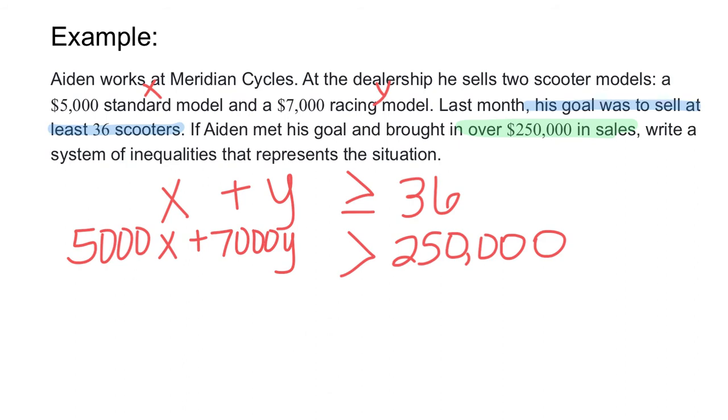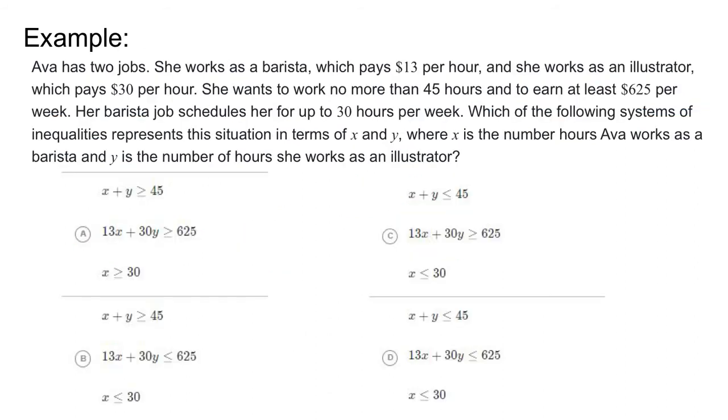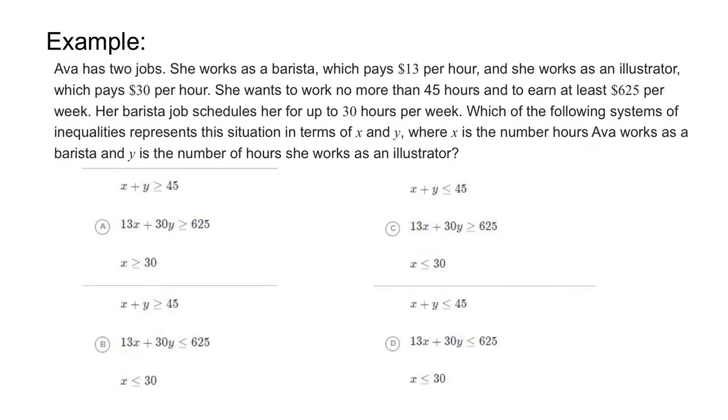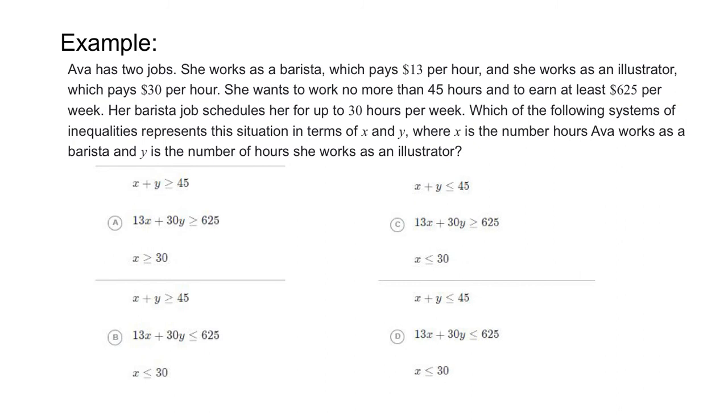All right, let's look at another one. Ava has 2 jobs. She works as a barista, which pays $13 an hour, and she works as an illustrator, which pays $30 an hour. She wants to work no more than 45 hours, so I'm going to highlight that. No more than 45 hours. And to earn at least $625 per week. At least $625 per week. Her barista job schedules her for up to 30 hours each week.